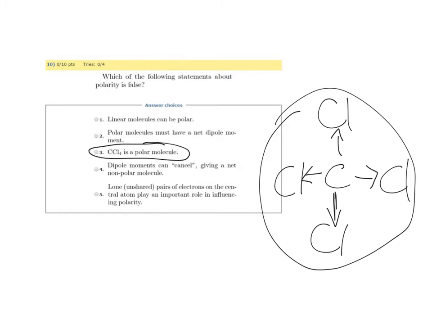But just to look at the other choices, dipole moments can cancel, giving a net nonpolar molecule, which is what's happening in this case. And lone pairs do play a role in polarity. They actually play a very strong role because that's a sort of fixed point of negative charge, which gives most molecules that have lone pairs on the central atom are going to be polar. That's just another thing to look at.